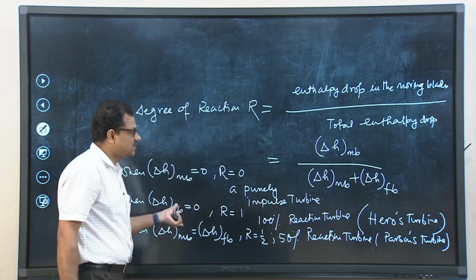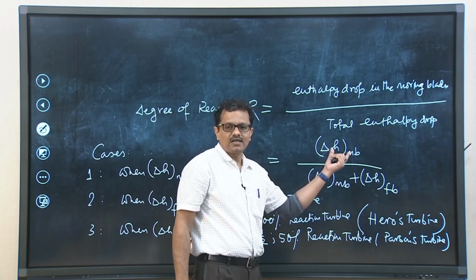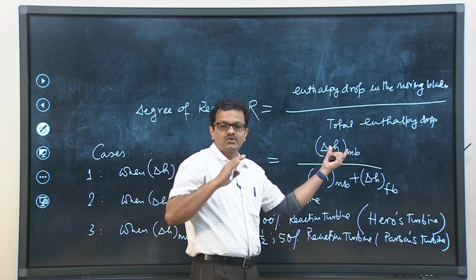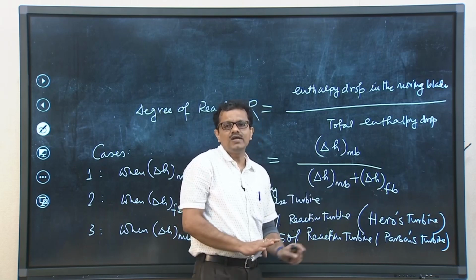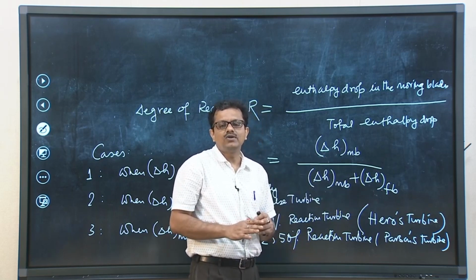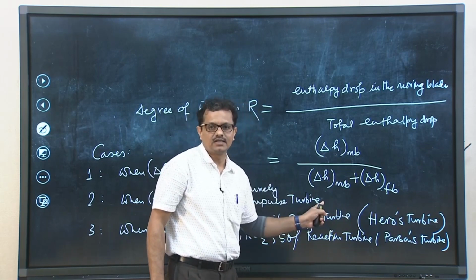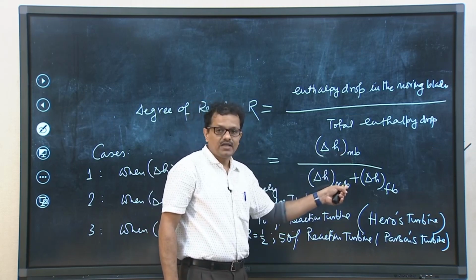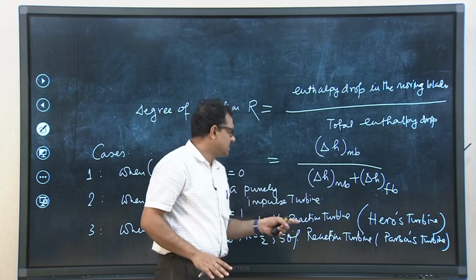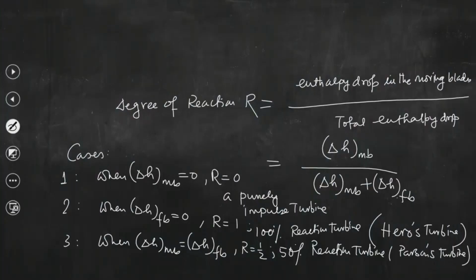And we have taken 3 different cases. When there is no enthalpy drop in the moving blades, that is 0, that is a purely impulse turbine. So, the turbine will rotate solely due to impulsive effect. When delta H FB equal to 0, that means there is no impulsive effect at all, solely the turbine will rotate due to the reaction force, and that example is Hero's turbine, that is 100% reaction turbine. But a case may be when delta H MB equal to delta H FB, that is these two are equal, then degree of reaction equal to half, and it is known as 50% reaction turbine, and example is Parsons turbine.